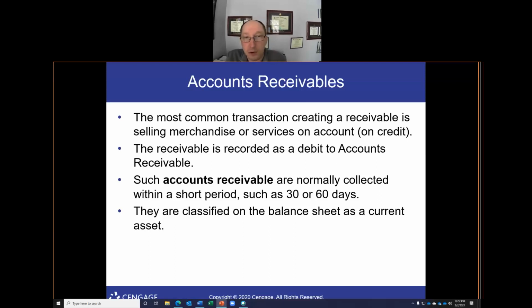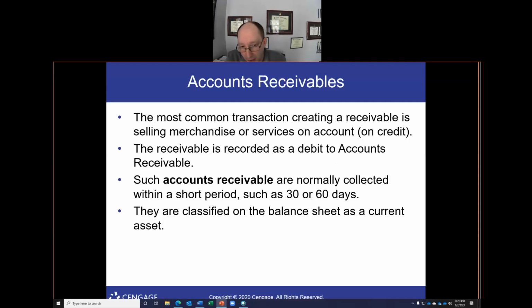Okay. The most common transaction creating a receivable is when we sell merchandise to a customer on account. A company will oftentimes sell merchandise or services to their customers on account, meaning we have provided the service or delivered the product, but the customer has not yet paid us. Therefore, we call it on account. It's on their account, right?